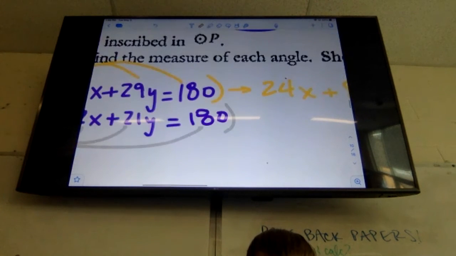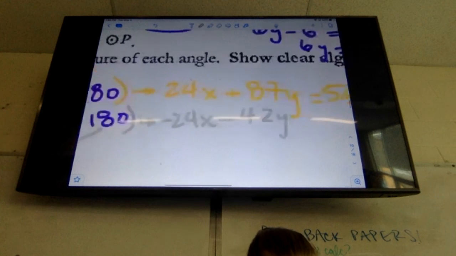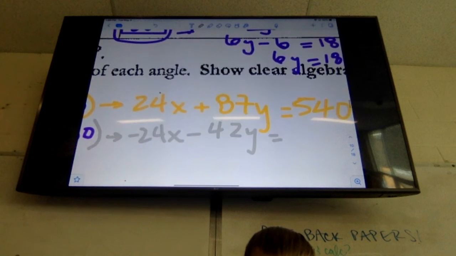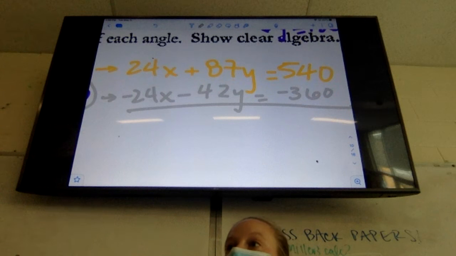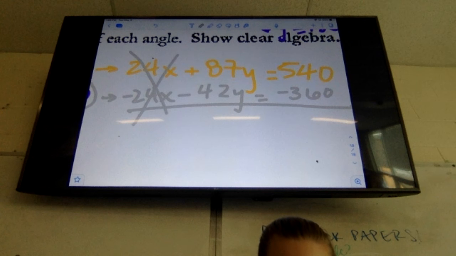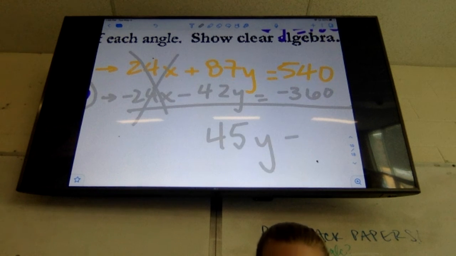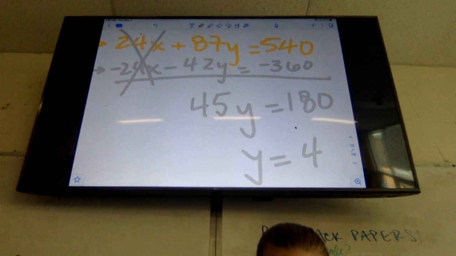All right, bottom one. Now I've got negative 24x. Negative 2 times negative 21 is negative 42y. And then negative 2 times 180 is negative 360. This whole thing is helpful because my 24x's cancel, and I can do 87 minus 42, and I get 45x. And I can do 540 minus 360, which I think is just 180. Yep. Good. Divide by 45, and y is going to equal 4.